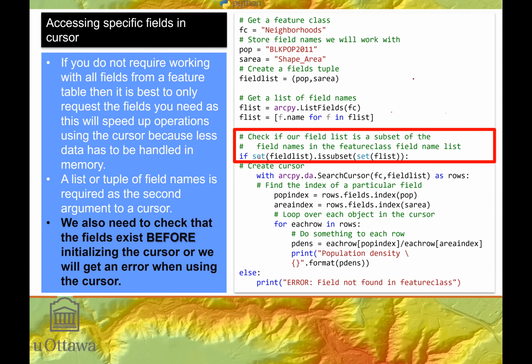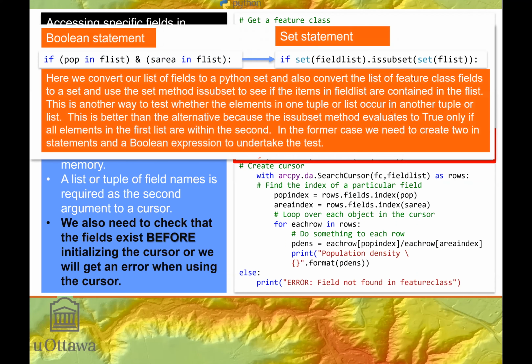So once we then say if our search fields, field list, are a subset of the overall list of all fields, if so, go ahead and create the search cursor and do all those things. And here I'm just illustrating the difference between the Boolean statement, which we started with, pop in flist and sare in flist and names in flist, etc., all goes down to one single statement like that. Much cleaner and shorter.